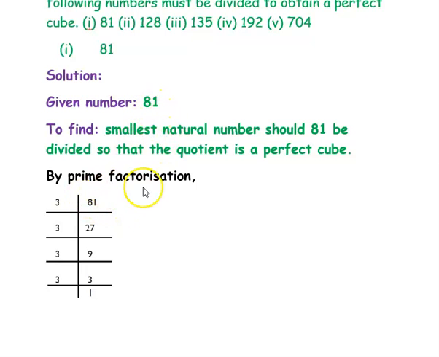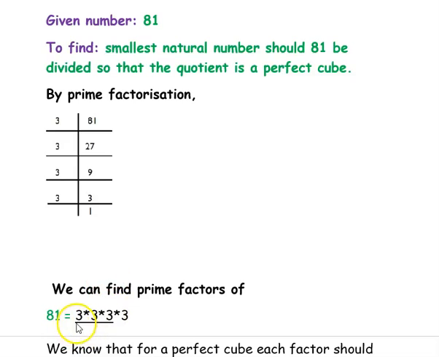Here I have done the prime factorization of 81. First I divided by 3 and got 27, which divided by 3 gives 9, which divided by 3 gives 3, and 3 divided by 3 is 1. So the prime factors of 81 are 3 into 3 into 3 into 3.